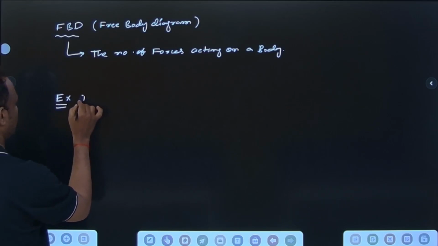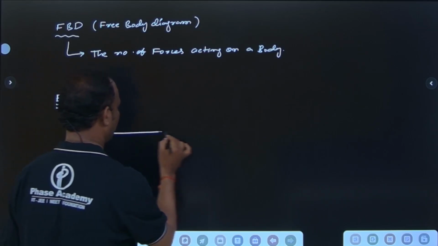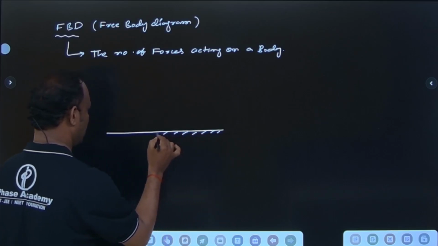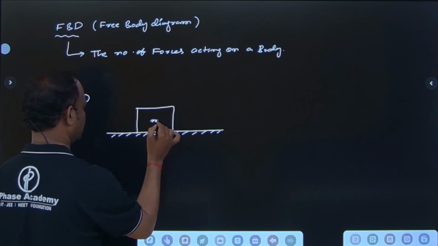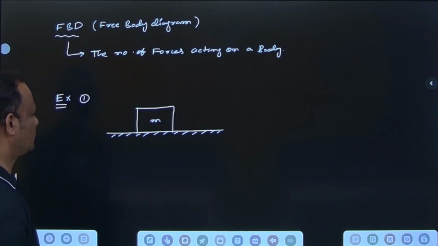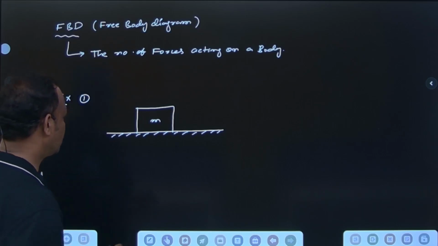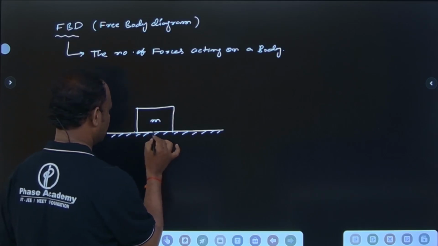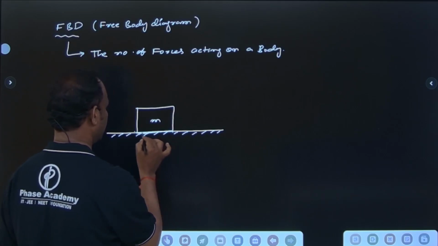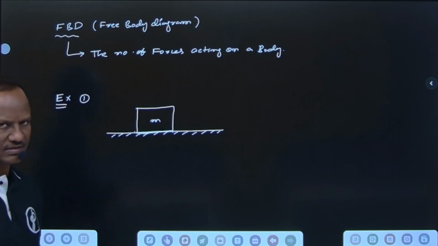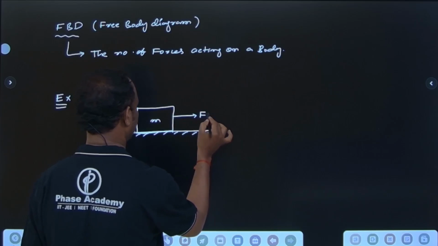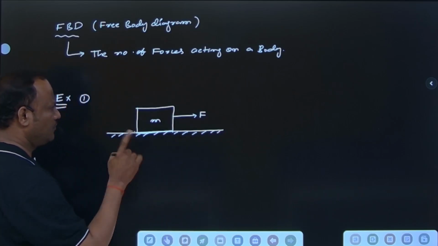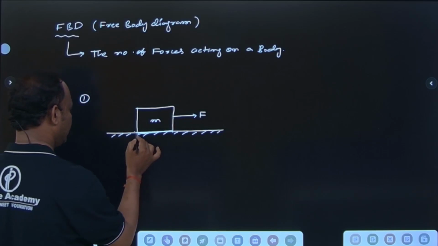So for example, I'm taking a horizontal surface. A block is taken on it, and its mass is m. Free body diagram means how many forces act here. This is the contact surface. Between these two, what forces are acting? Next, I'm considering some applied force, capital letter F.